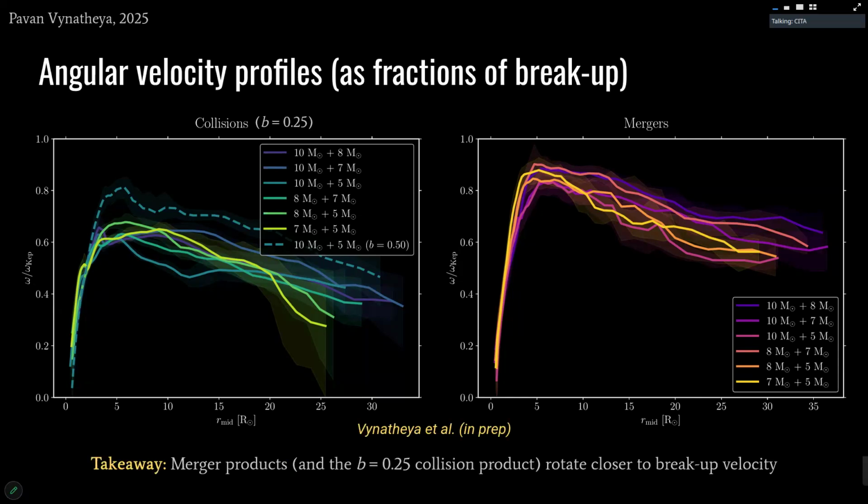The takeaway here is that the merger products are rotating faster, but it's also not a major takeaway because the difference in angular momentum is also a part of this plot.